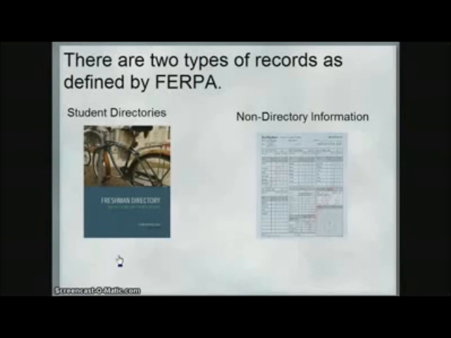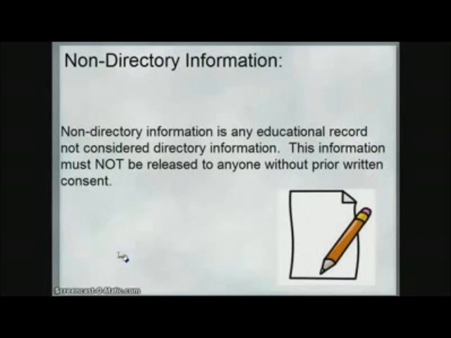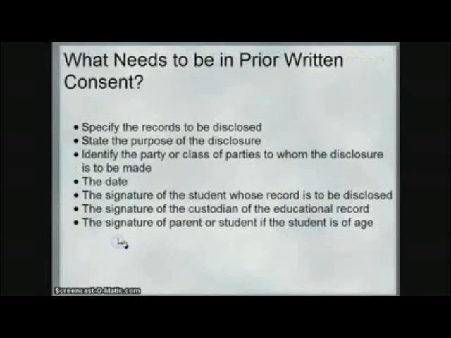There are two types of records as defined by FERPA: student directories and non-student directories. A student directory would include the name, address, phone number, and email of the students, possibly the date of attendance, degrees awarded if it's a college, enrollment status, and major field of study. Non-directory information cannot be released without prior written consent. Some examples of non-directory information could be the Social Security number, student identification numbers, race, ethnicity, gender, transcript, grade point average, date of birth, detailed registration information.